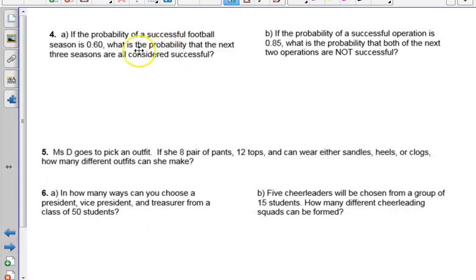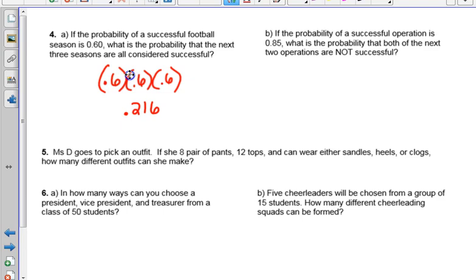What's the probability of successful football season? If the probability is 0.6, what's the probability the next 3 seasons are all considered successful? 0.6 times 0.6 times 0.6, assuming each season is independent of each other, right? Is that 0.216? Okay, that one I would understand. I don't think I put football season on the quiz. I just made this up for practice, because that's really not independent of each other because you have some carryover of players, right?